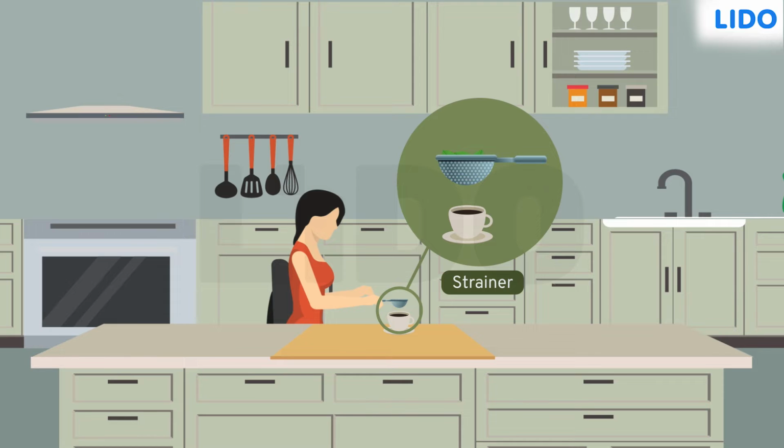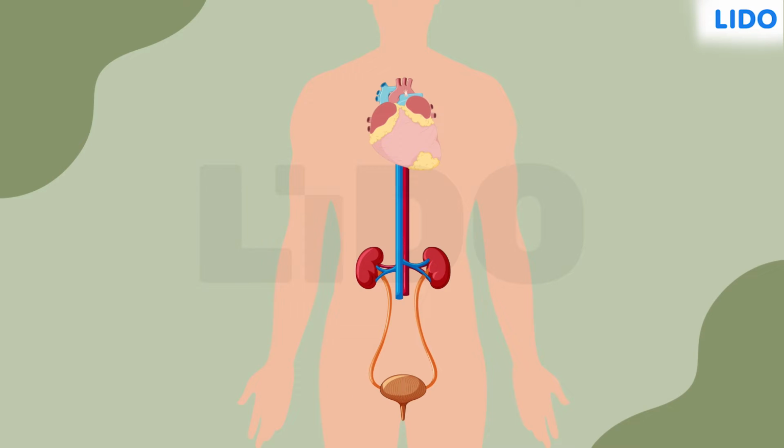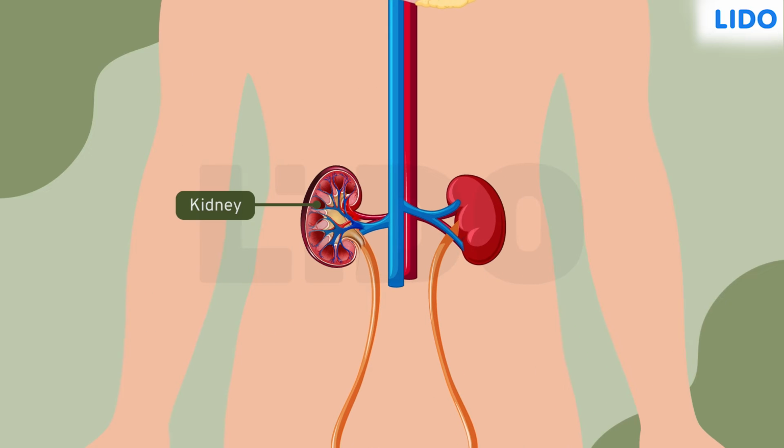It's insightful to know that just like the strainer, our bodies also have an organ that helps in filtering and removing unwanted materials from the body. The organ performing these functions is called the kidney.